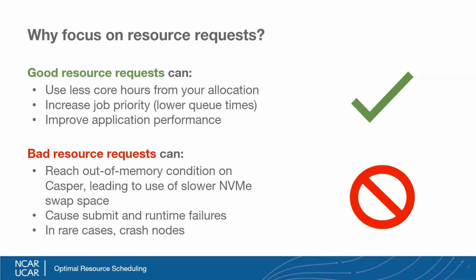And in rare cases, and we try to make this as rare as possible, it can even crash nodes, in which case the node reboots and comes back online. But especially on Casper or on the interactive nodes on Cheyenne, that's problematic, because if you do manage to crash a node, then everybody else who's on that node is not happy. So we want to avoid that as much as possible.